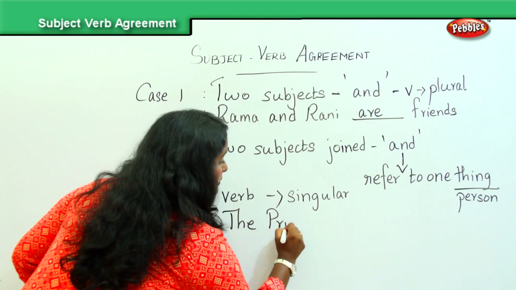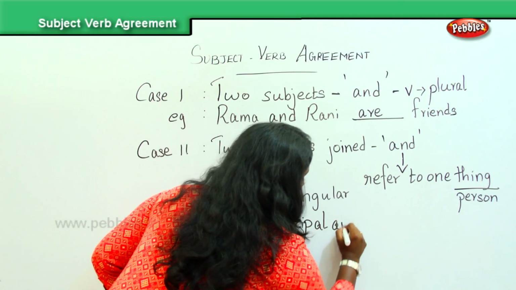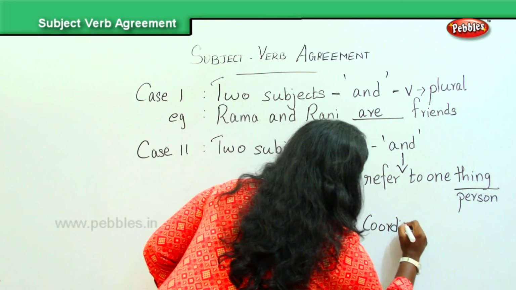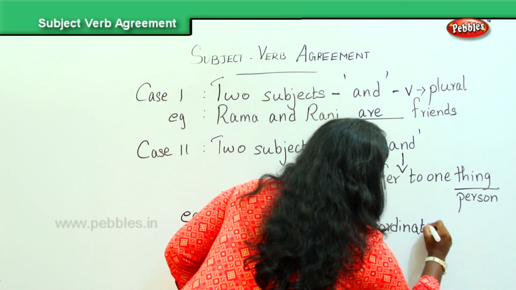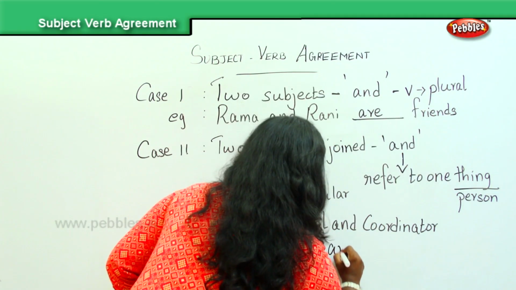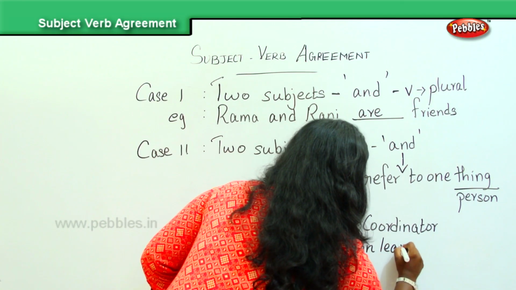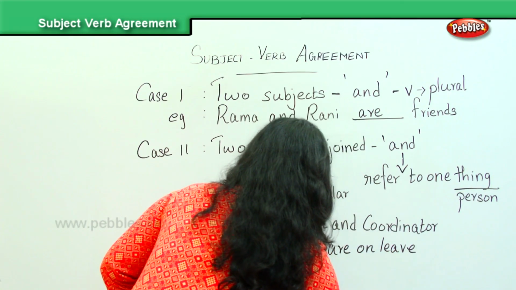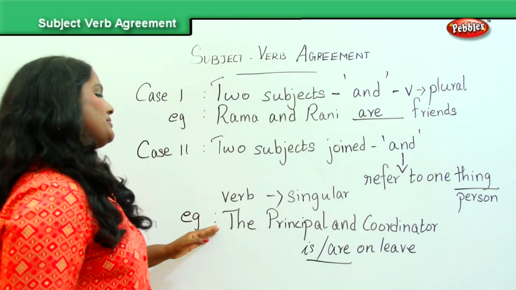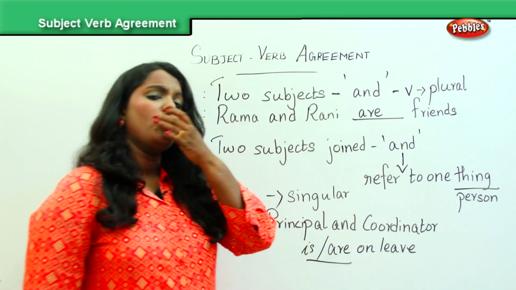The principal and coordinator are on leave. Should I use are or is? It's for you to decide, right? So, the principal and coordinator is or are on leave. What are you going to write?